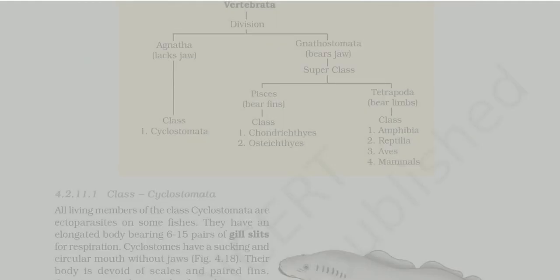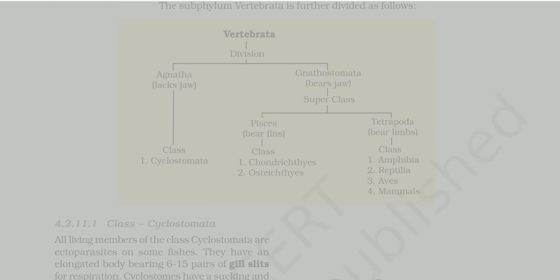Vertebrata. Division: Agnatha lacks jaw. Class 1. Cyclostomata. Gnathostomata bears jaw. Superclass: Pisces bear fins, Tetrapoda bear limbs. Class 1. Amphibia, 2. Reptilia, 3. Aves, 4. Mammals. Class 1. Chondrichthyes, 2. Osteichthyes. The subphylum Vertebrata is further divided as follows.